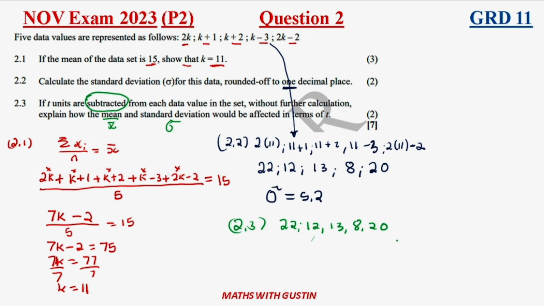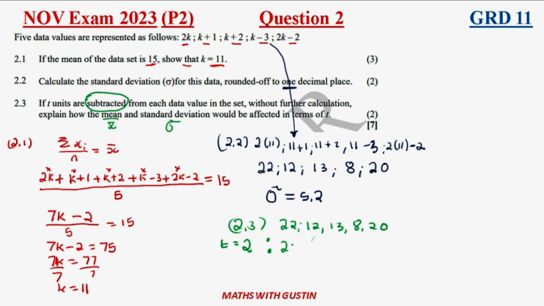So let's say, for example, they give us any value. They say T is equal to 2 or 3. You can assume 2, 3, 1, any value, it doesn't matter. In this case, I'm just going to choose 2. So let's say T is 2, then you have to subtract it from each data value.